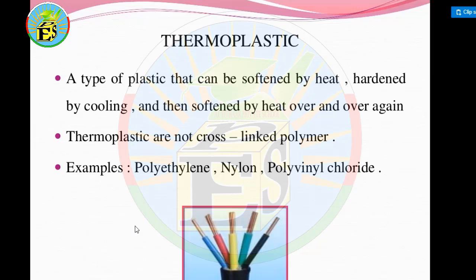For example, polyethylene, nylon, polyvinyl chloride. If you take the plastic of your pen and heat it, it will melt, but if you cool it, it will be hard again. So that kind of plastic is thermoplastic, and this is a polymer. The bag, the shopper, which you are using for shopping, is also a polyethylene bag, and it is a thermoplastic, which is a polymer.